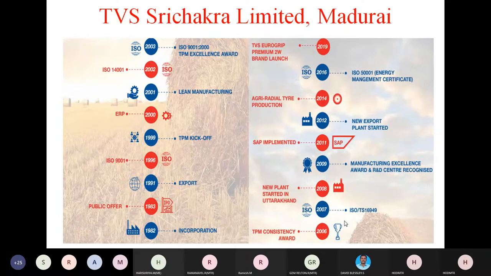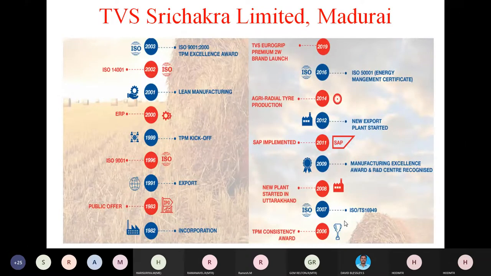And in the year 2000, they used the ERP for maintaining all the business activities using computers. And in the year 2001, to increase the productivity, they implemented lean manufacturing.